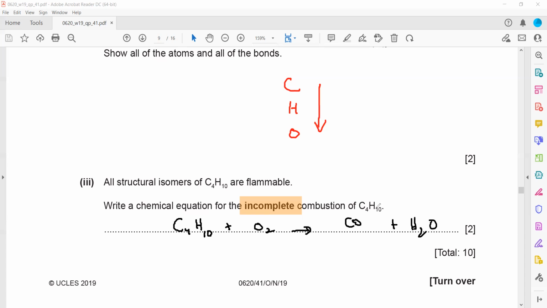So 4 carbon, we put 4. So carbon is balanced, hydrogen 10. So we put 5, hydrogen is balanced. And now oxygen, we have 4 here and we have 5 here. 4 plus 5, 9. So how to make 9? It will be 4.5, or you can write in fraction here, 9 by 2. So 9 by 2 oxygen are there.